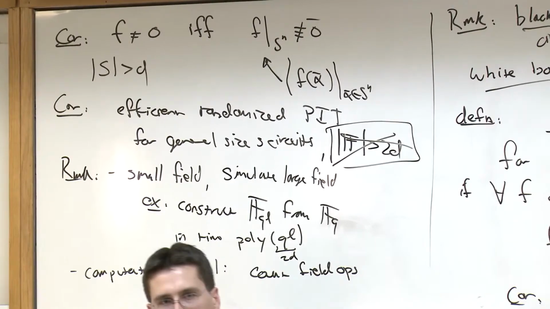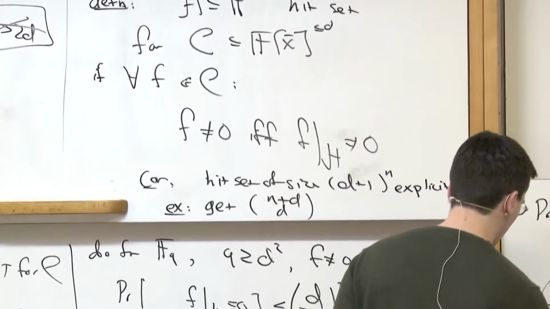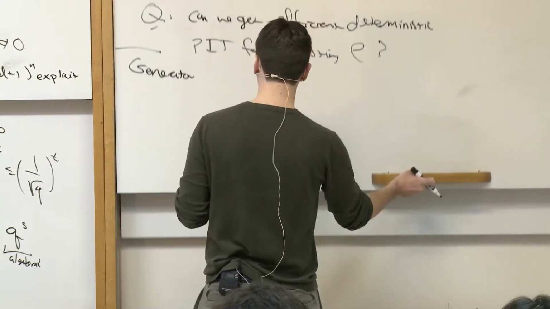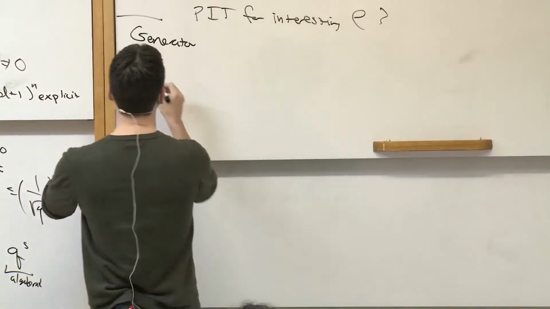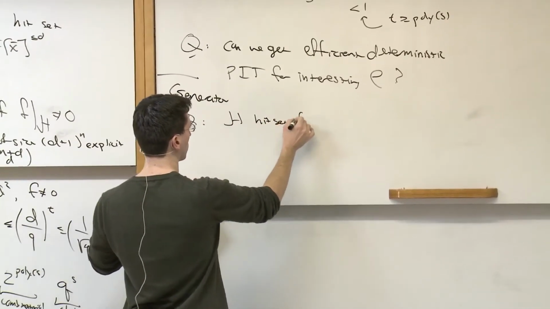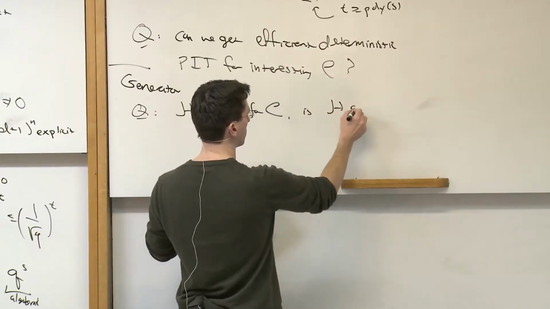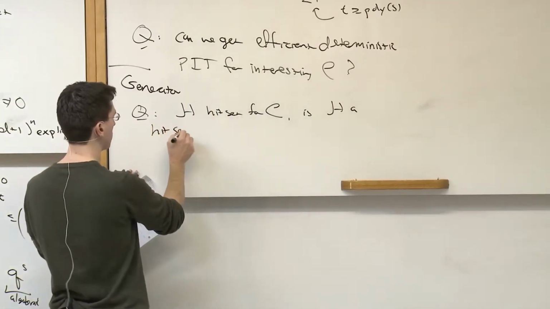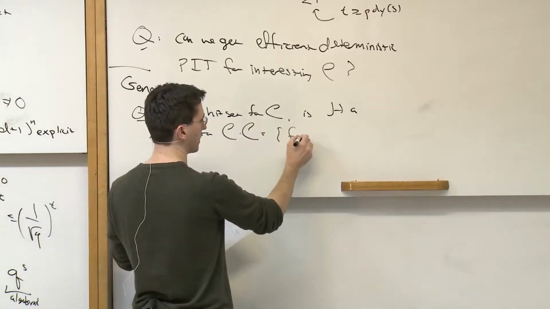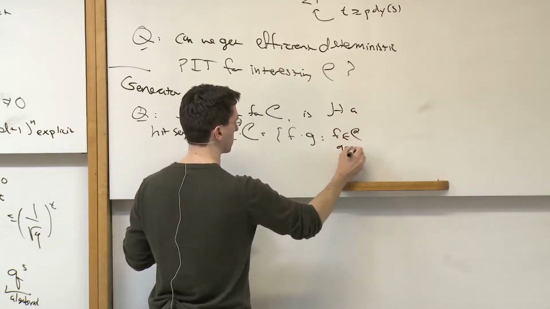So I defined hitting sets for you, but unfortunately, hitting sets are not so cool. So I wanted to find something else. I wanted to find a generator. And the reason I wanted to find a generator is the following question. Suppose you have a hitting set H for C. The question is, is H a hitting set for C times C? So what is this? This is the set of all polynomials f times g, where f is in C and g is in C.